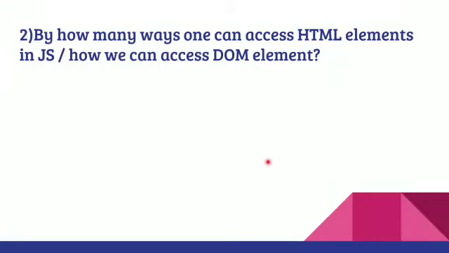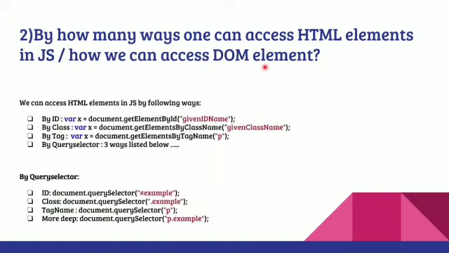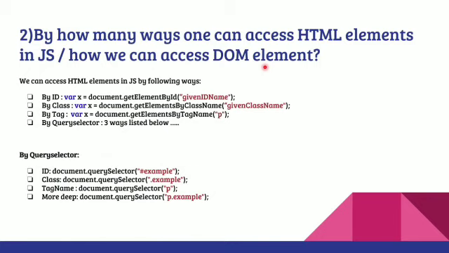Now we will move to our next JavaScript question. By how many ways can one access HTML elements inside JavaScript, or how can one access a DOM element inside JavaScript? First of all, inside an HTML, whenever we are writing any element, we are assigning it an ID or class, or we are not assigning an ID, but it must have some tag name. So we can access those elements using these three things at least.